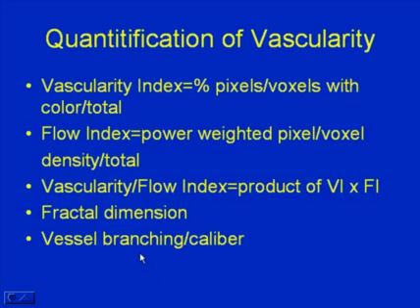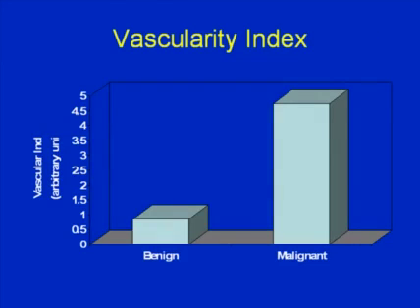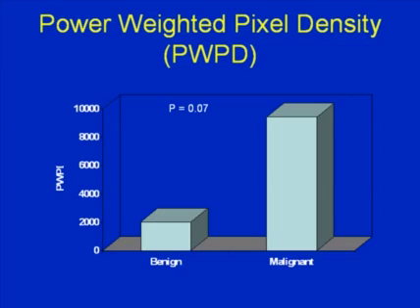So in trying to quantitate this, we can come up with a vascularity index, which is the percent of pixels or voxels in 3D with color over the total, or flow index, which is power-weighted pixel density, which relates to the intensity of the signal, or the vascularity flow index. And we can look at fractal dimensions and give an idea of vessel branching and caliber. We found in our initial work a significant difference in benign versus malignant in the vascularity index. In the power-weighted index, we also saw a very significant difference.